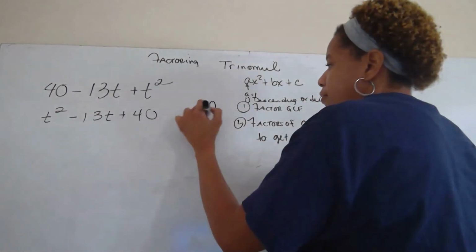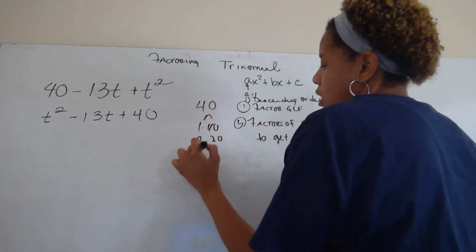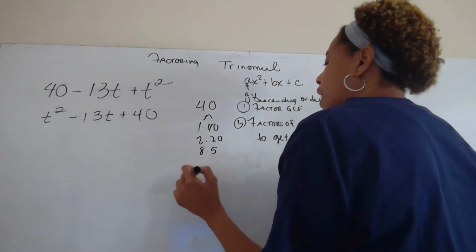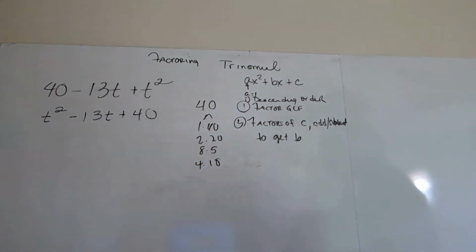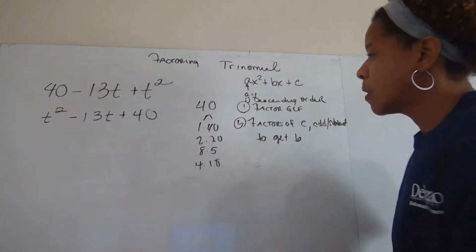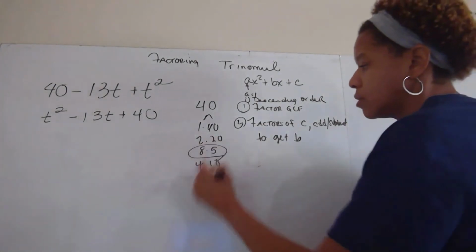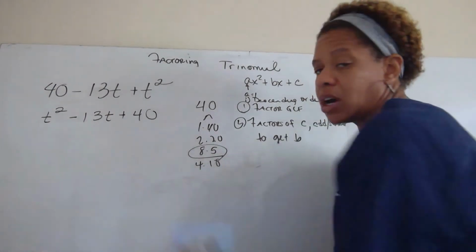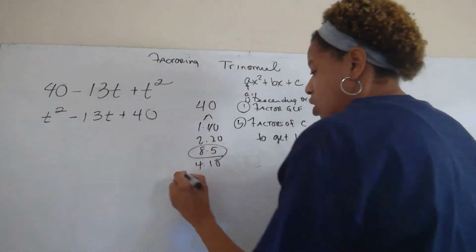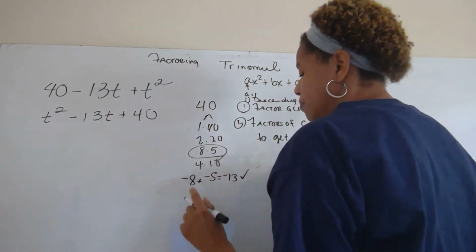So I'm going to break down 40. 1 times 40, 2 times 20, 8 times 5, 4 times 10. So I'm listing the factors of 40. And when I look at these pairs, what pair do I think can create the 13? 8 and 5. So let's check it. What do I need though? I need a negative 13. So negative 8 plus negative 5 is negative 13.